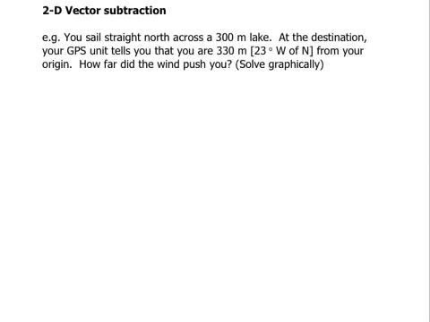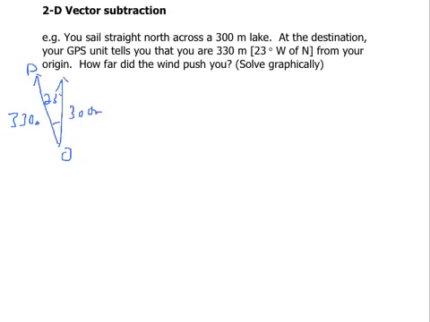Again, let's draw it out first. So you intended on sailing straight north 300 meters. However, at your destination, so this is your origin, and here is your destination. At your destination, your GPS tells you you sailed actually 330 meters at an angle of 23 degrees.